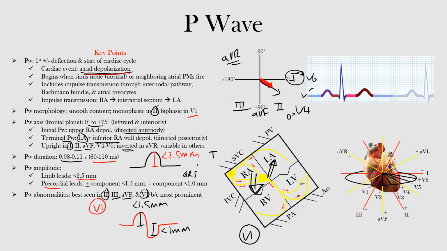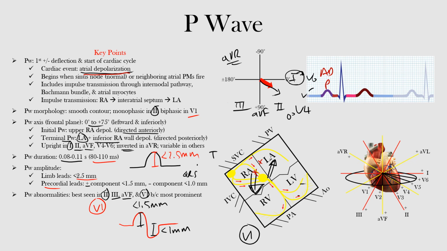Atrial depolarization, and this is our P wave, all right? It's the first positive or negative deflection at the start of our cardiac cycle. It begins when the sinus node fires, normally, if we are in a sinus rhythm, or when a neighboring atrial pacemaker gets excited and fires, and that would set off a P wave, but with a different morphology, and we'll talk about that later when we get into rhythms.